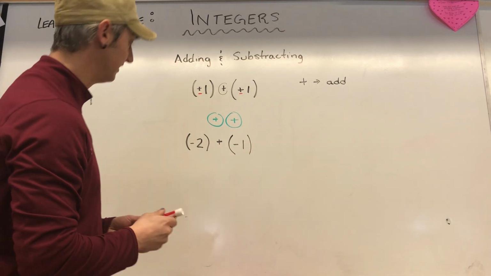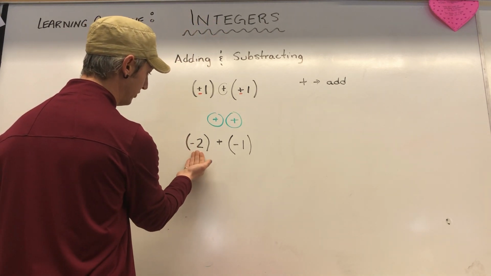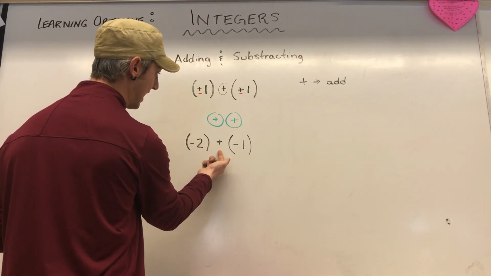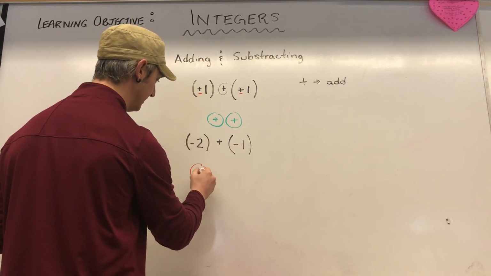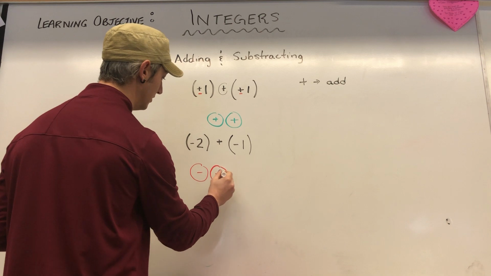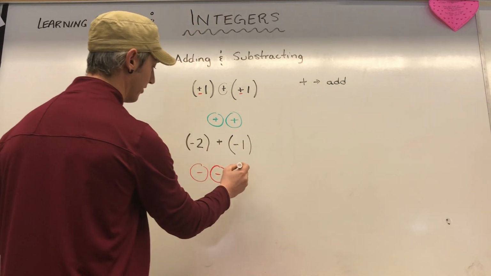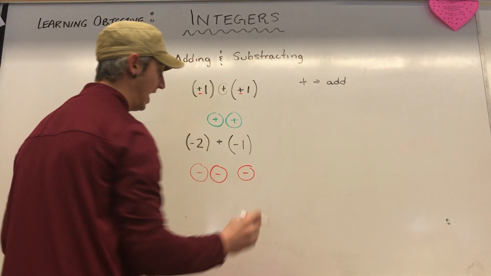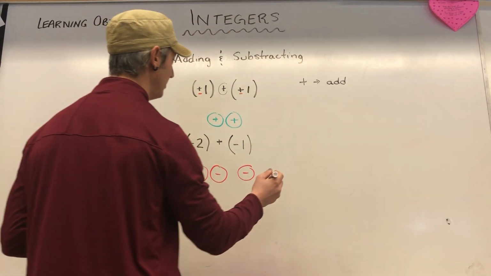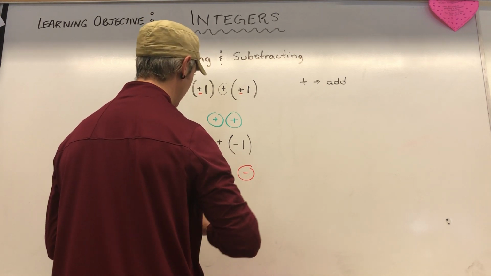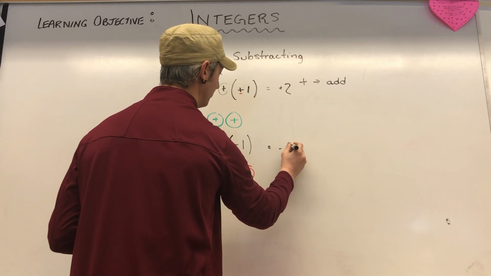Well, this is, again, how we read the sentence. I have negative 2 and I add negative 1. So, I have negative 2 tokens and I'm going to add another negative 1 token. How many tokens do I have now? I have negative 3. So this first one was positive 2, and this one's going to be negative 3.